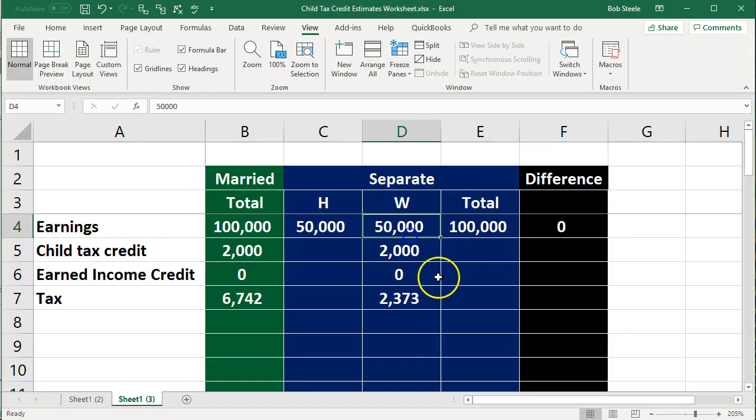So we'll put that into our worksheet. 50,000 for the wife. We're going to say that there's 2,000 of the child tax credit there, no earned income credit at this time, and then the tax is 2,373.